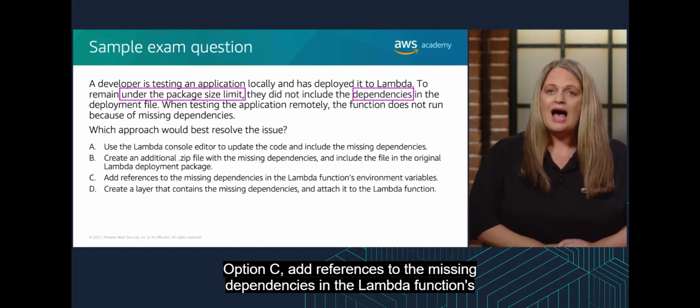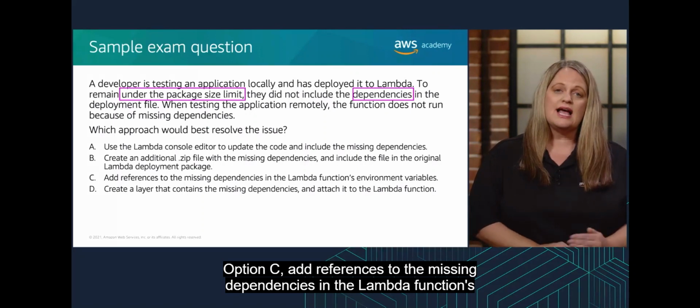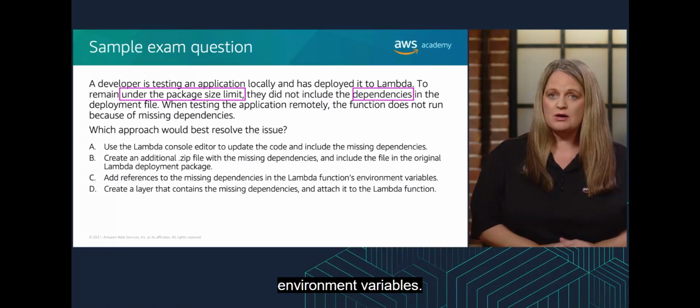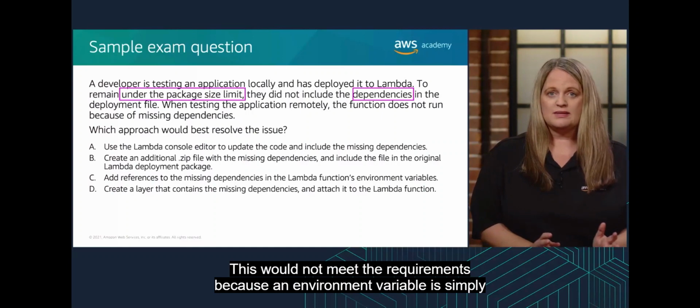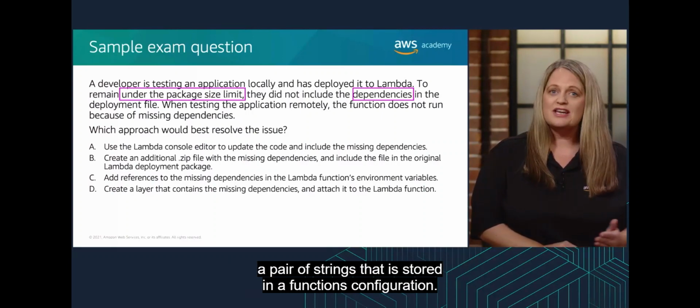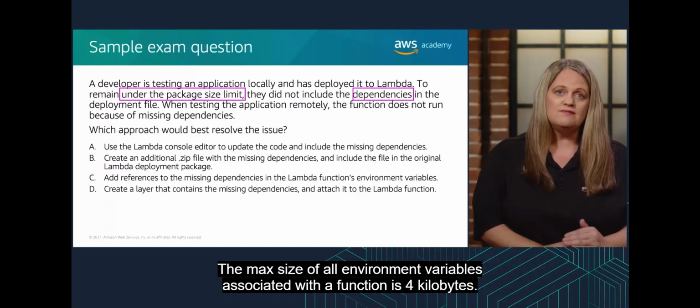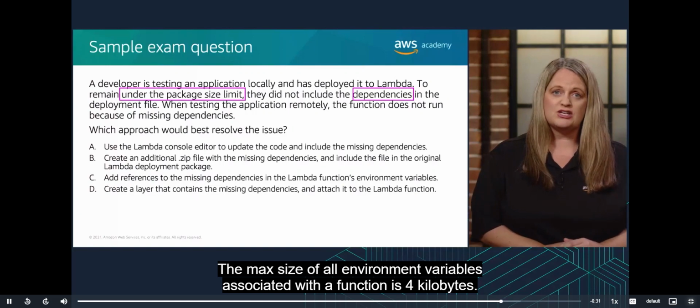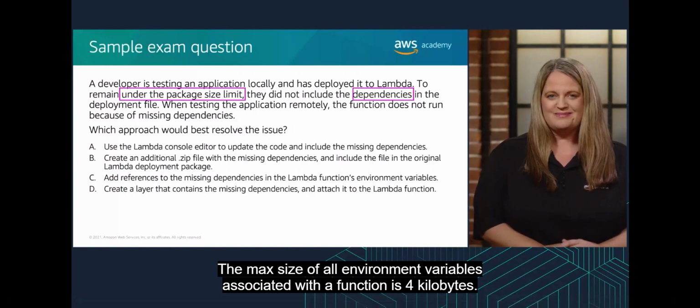Option C, add references to the missing dependency in the Lambda function's environment variables. This would not meet the requirements because an environment variable is simply a pair of strings that is stored in a function's configuration. The max size of all environment variables associated with a function is 4 kilobytes.